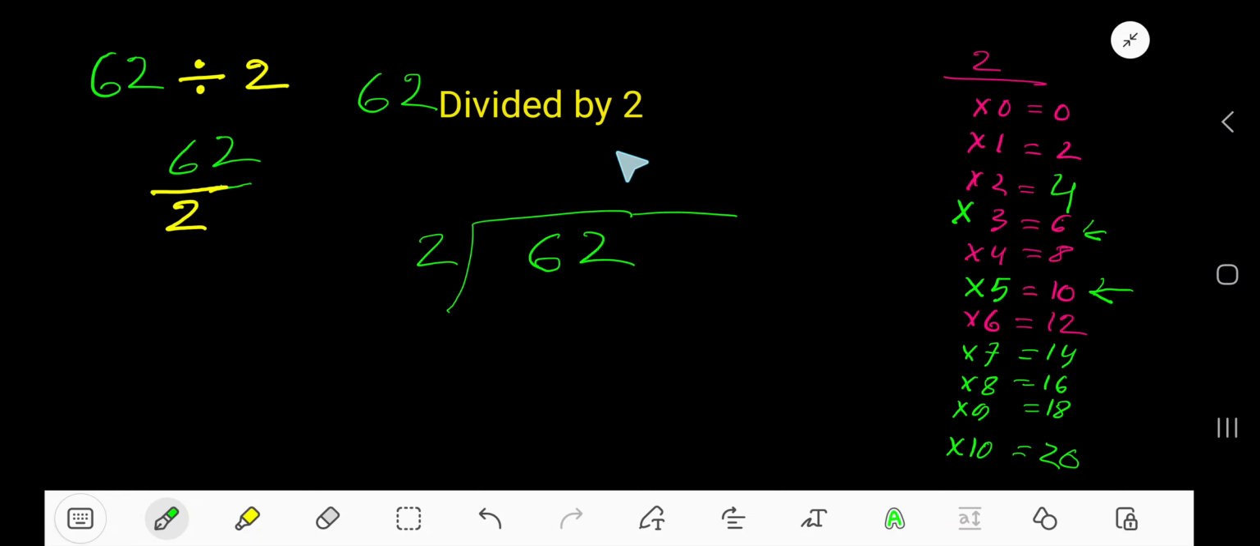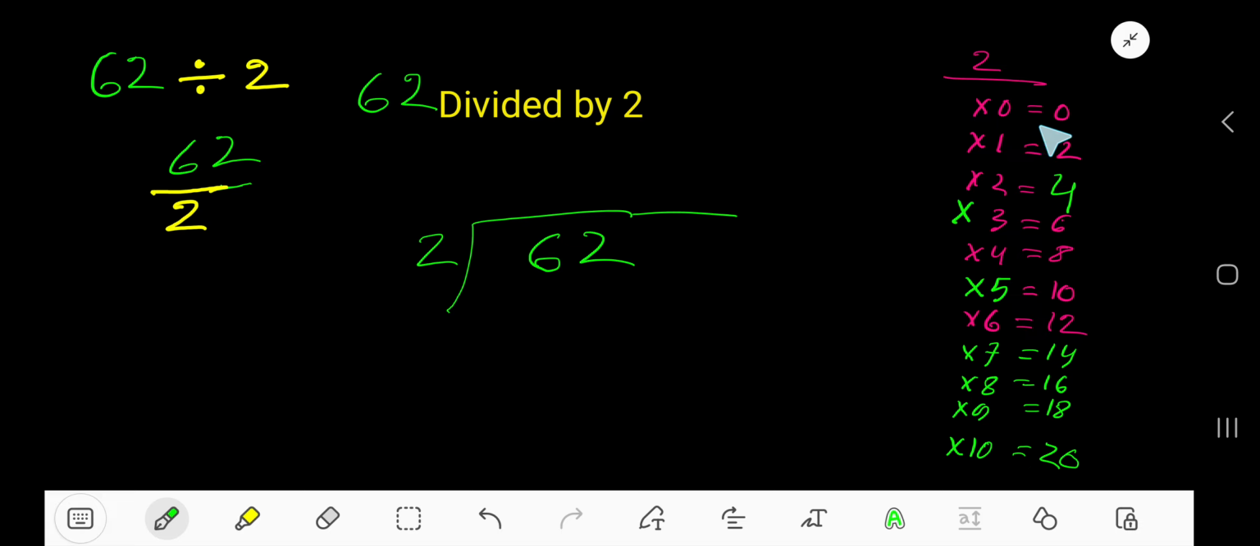62 divided by 2. Okay, 2 goes into 6 how many times? We need to know the multiplication table. 2 times 0 is 0, 2 times 1 is 2, 2 times 2 is 4, 2 times 3 is 6, right? Look, to find the multiplication table of 2 easily, just add 2 with the previous step.